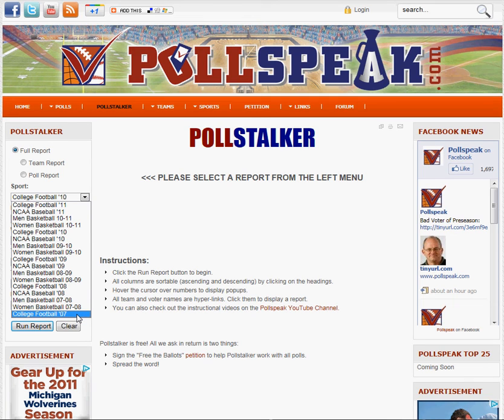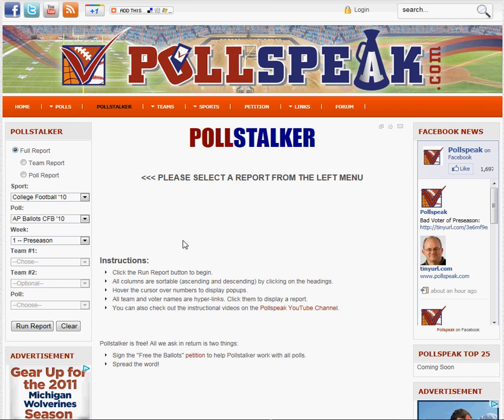So this can be useful if you're wanting to see if there's any type of long-term bias for a voter. For example, does someone always pick a specific team and make them lowest? Or do they always show bias against a particular conference? Using Pollstalker and going back in time, you can see if there's any long-term trends that you can find for voters.